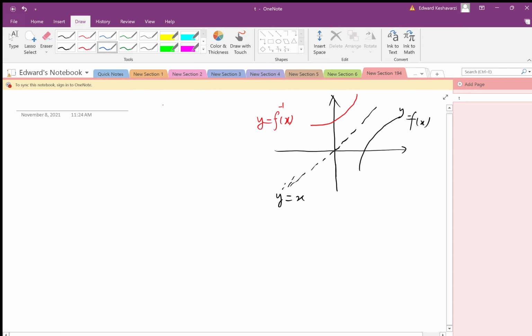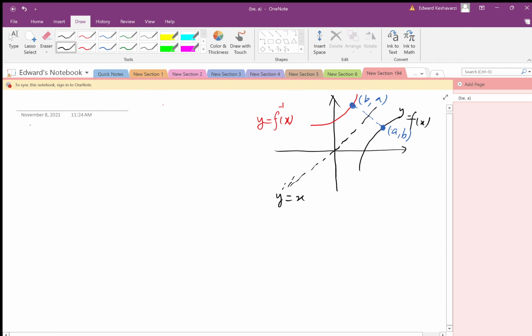So the most important thing that I want you to recognize is that if point A, B lies on the graph of f, the point with the coordinates of B, A lies on the graph of f inverse. So it means f inverse can be made by switching x and y on the graph of the original function. This helps us to get the equation of inverse function.